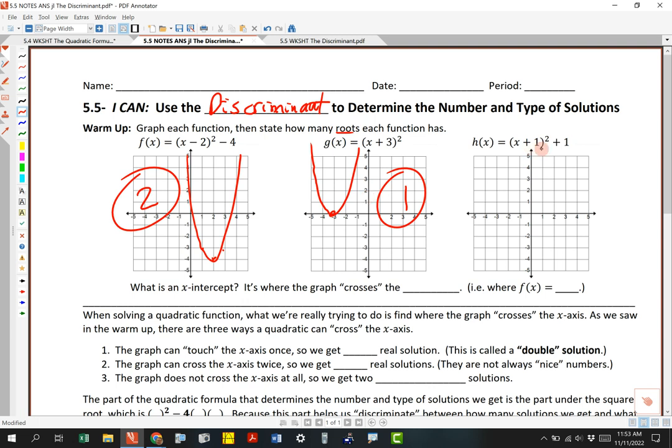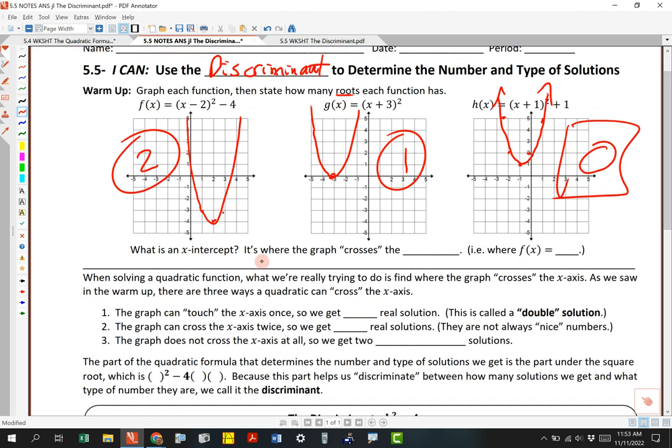And when we look at this one right here, again, this one opens up, been moved left 1 and up 1. So it looks like this. Okay, now I just graphed those points right here. They look pretty good. I could label them if I wanted to, but this doesn't cross the x-axis. So how many roots does this have? 0. Doesn't have any.